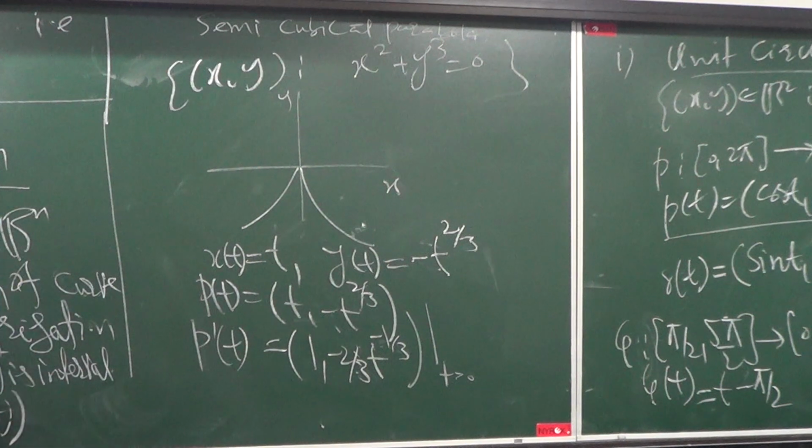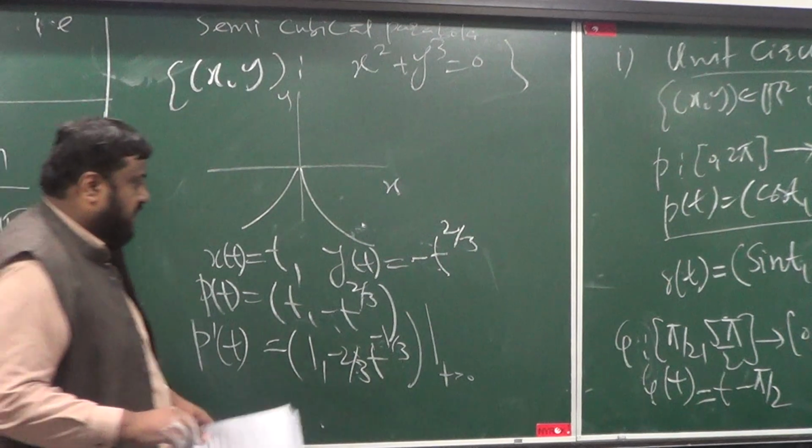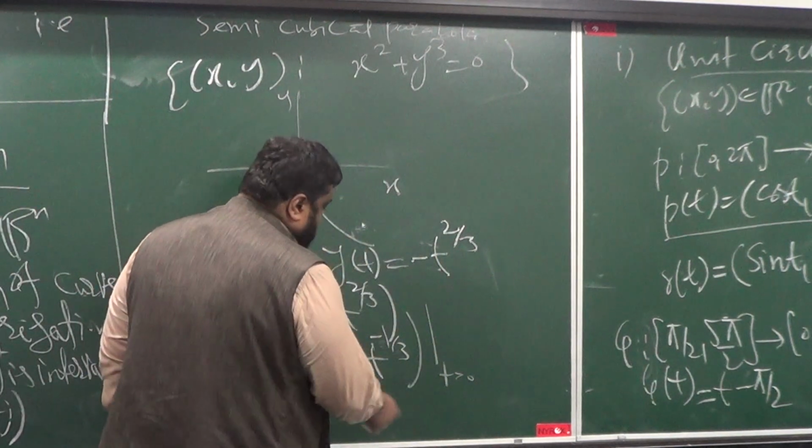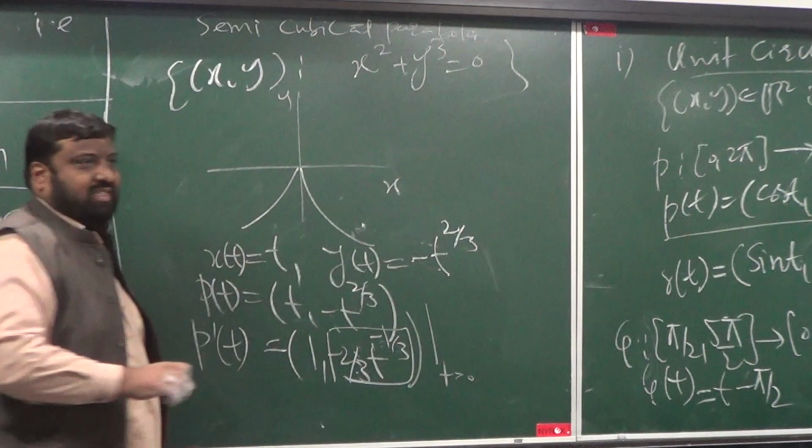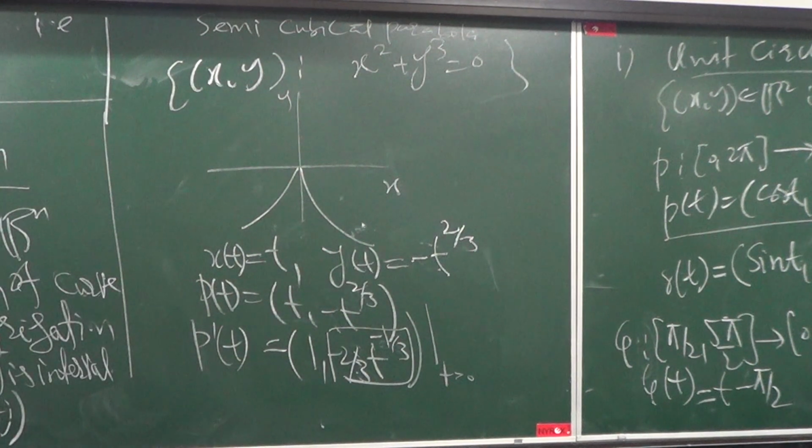Let's think about another parameterization of it. But sir, in this there is a 1, isn't there? Okay, so yes, you're right. But still there is a trouble: the second component doesn't exist. So the first requirement is that p prime of t should exist and it shouldn't be 0. There are two things actually. So it fails the first condition, that it doesn't exist.